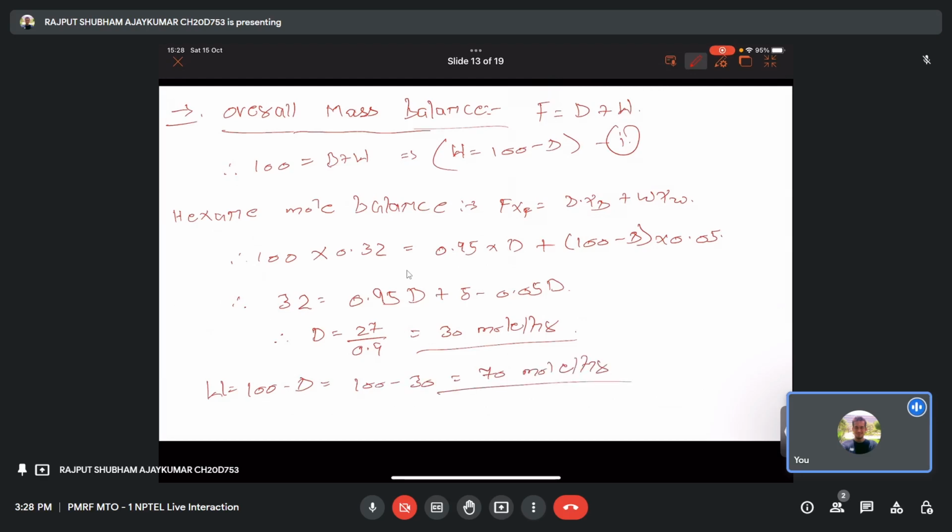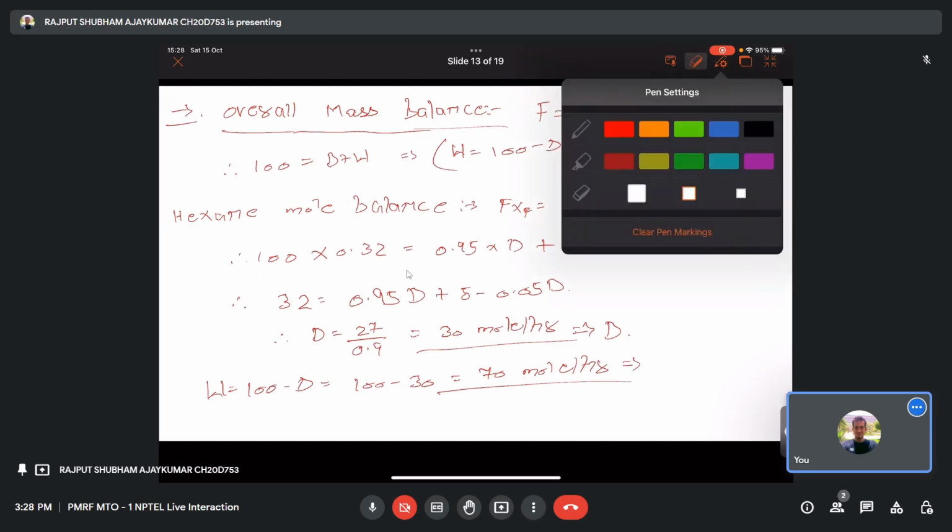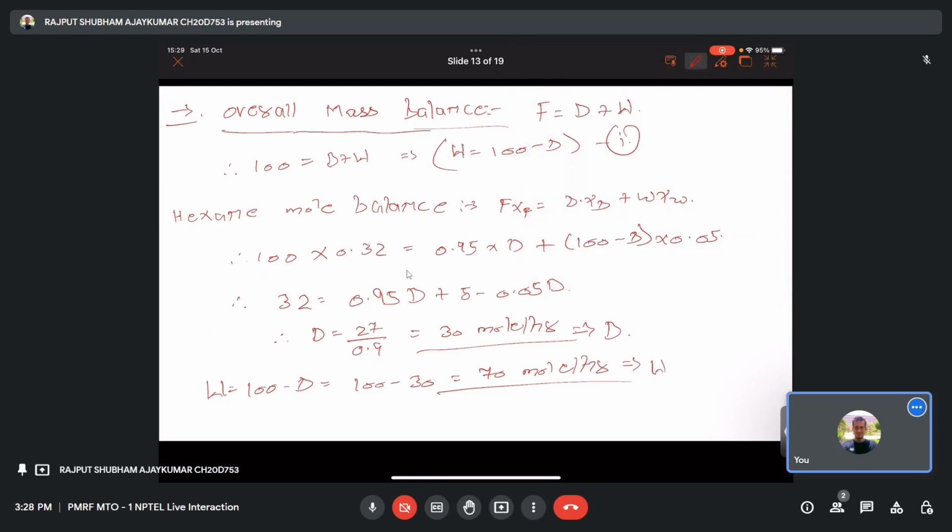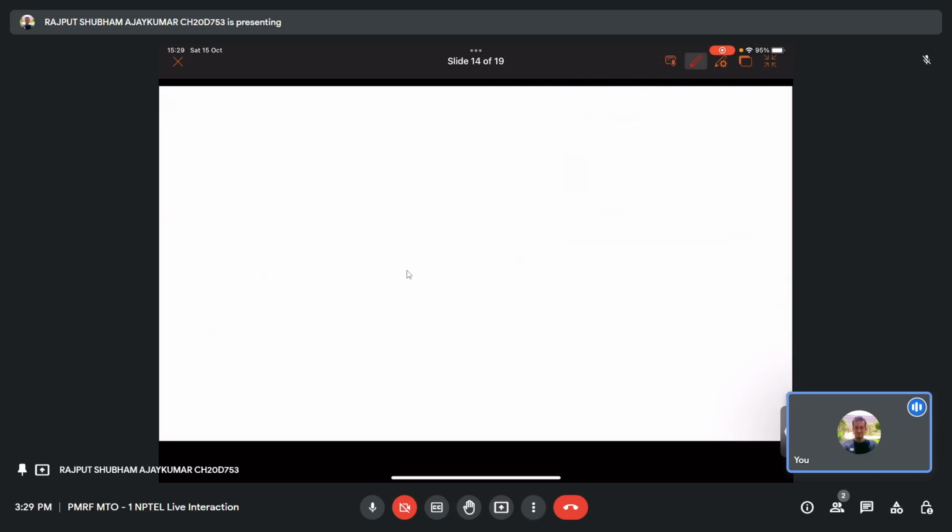So we have got D, this is the distillate flow rate, and this is the residue flow rate. Okay. So the composition of the bottom product can be calculated using the following conditions. We assume all the n-octane and all but 0.05 mole fraction of the n-heptane, and 0.05 mole fraction of the n-hexane. So what we'll do, we just create a table.